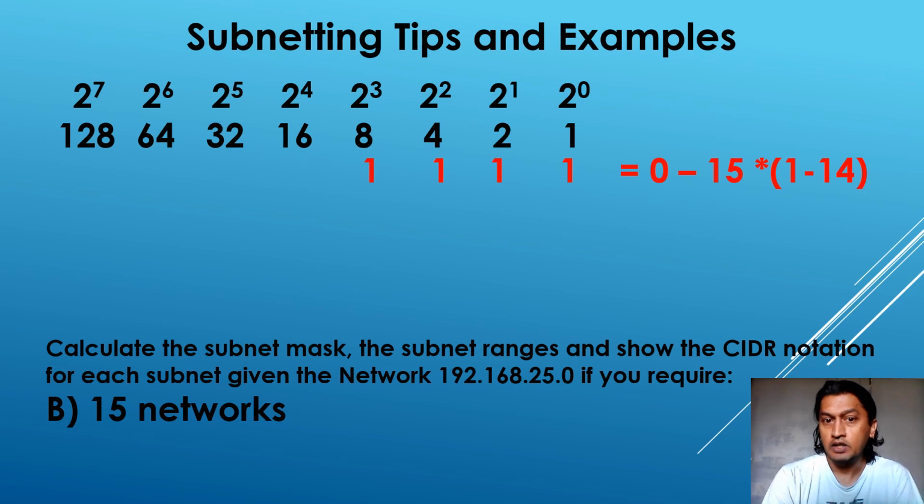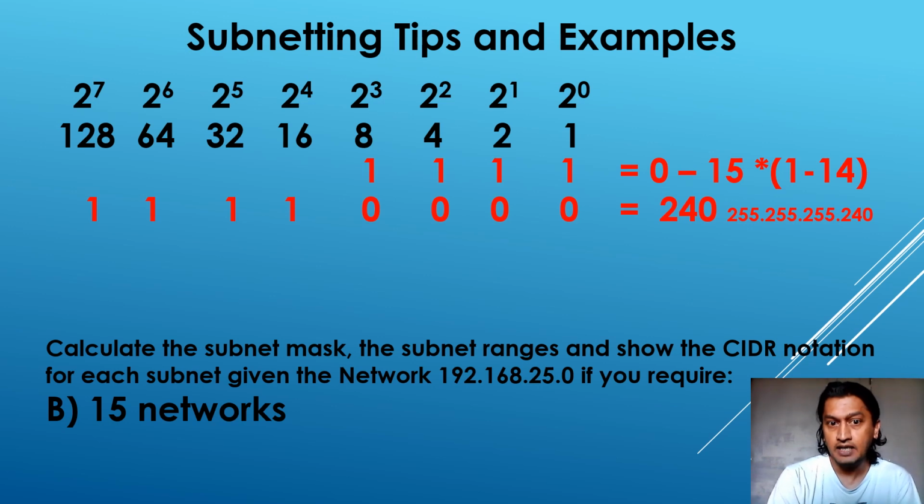So in this case, we don't have a problem. 4 bits, 0 to 15, that gives us our 15 networks. It actually gives us 16, remember, because you're starting at 0. So those are our network bits, because we're calculating networks. That means they go onto the left-hand side. 1, 2, 3, 4 ones, followed by 4 zeros. This gives us a subnet mask of 240.